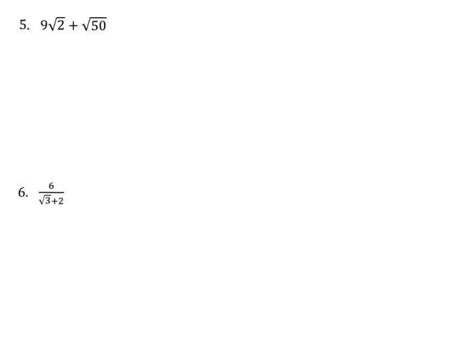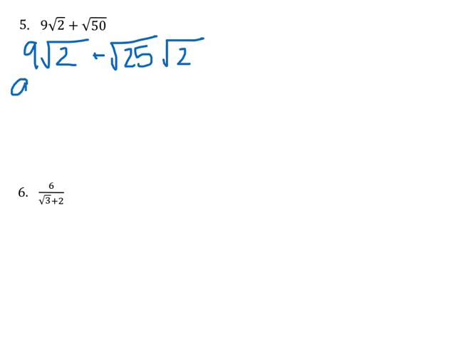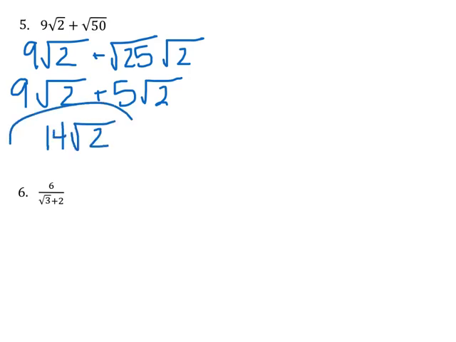Keep on going, simplifying. 9 square root of 2, we can't break that one down anymore. 50 can be the square root of 25 times the square root of 2. Remember, you always want to look for a perfect square that can factor out. So that's 9 square root of 2 plus 5 square root of 2. Since they both have the same radical, we can combine them, and we get 14 square root of 2.